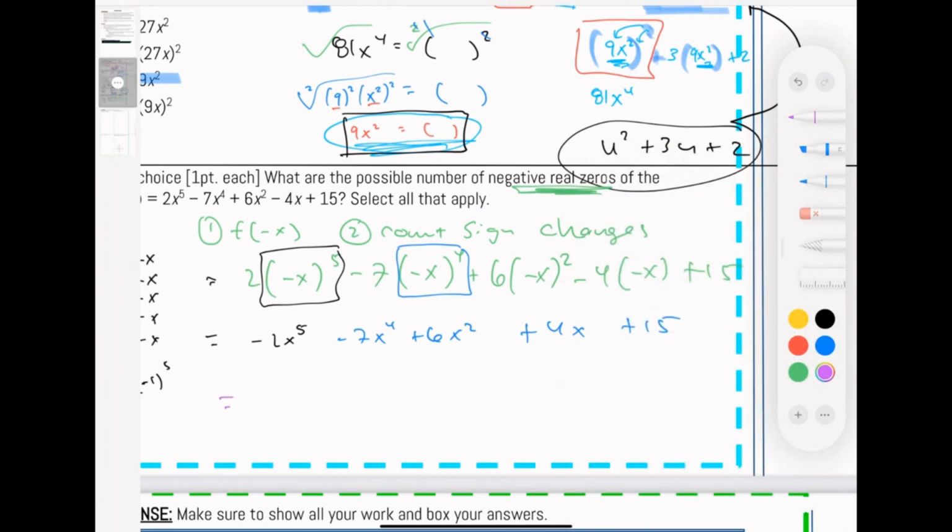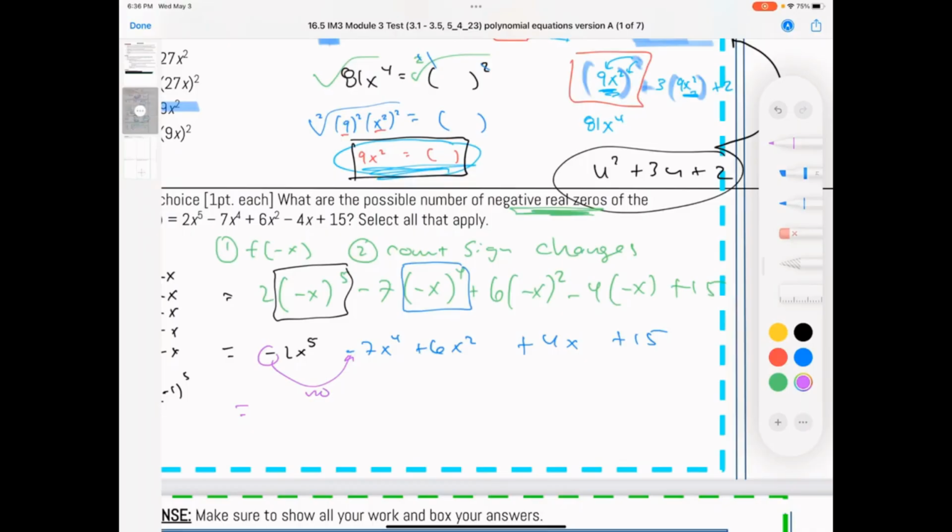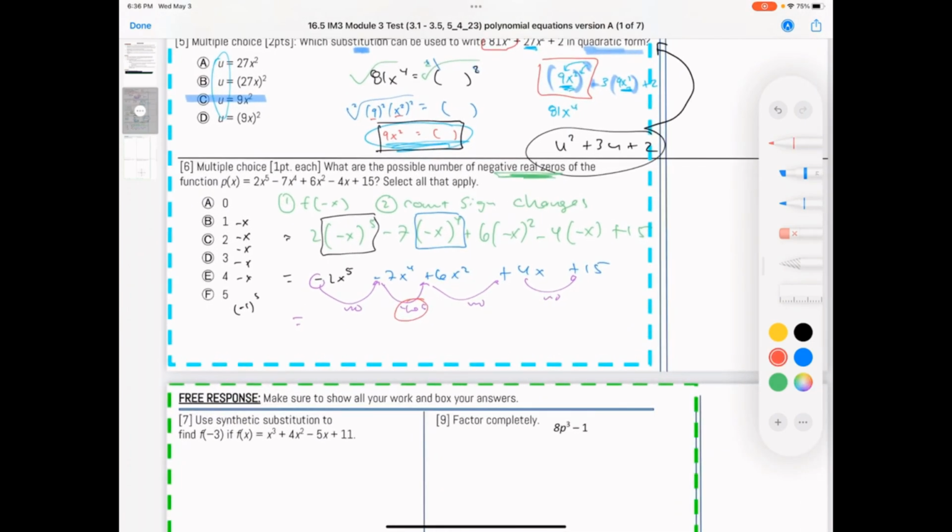So now I'm just going to count the sign changes. Okay, we have one here, yes, no, and no. So we have one negative sign change. And if you did your chart, you can, but you don't need to. The answer is just one, because they're asking for negative real zeros. And that is all the possibilities.